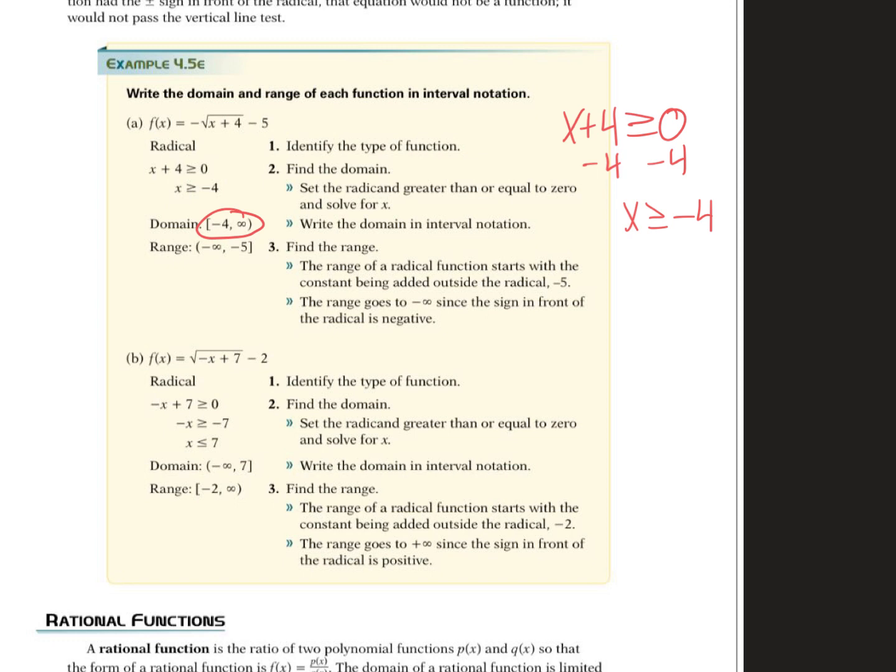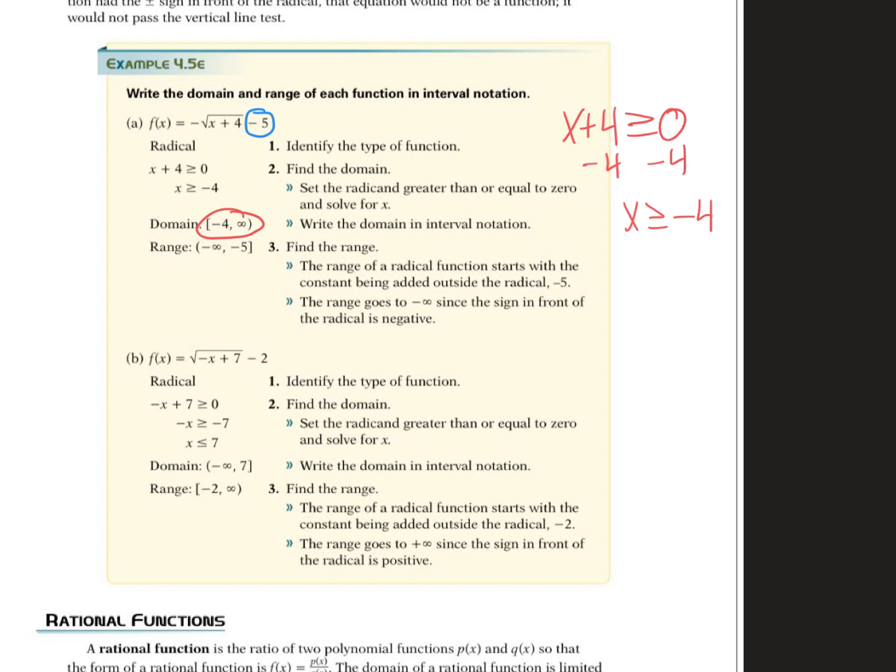We're just finding the domain right now. Domain is going to deal with what's inside. Range is, remember, when you add stuff on the outside of anything, that's going to shift your graph up and down. So that's where your range is going to come in. Good question. So then for the range, it's going to start wherever whatever's being added or subtracted outside. So you've got your -5.